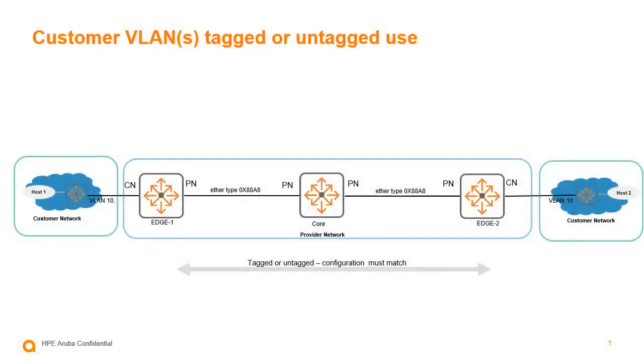So let's look at the use of untagged or tagged frames and how they are handled. The very first important topic to note is that tagged or untagged configurations on the customer network switches or the directly connected hosts must match at either end. If there's a mismatch between tagged or untagged devices on the customer network, end-to-end connectivity will not occur.